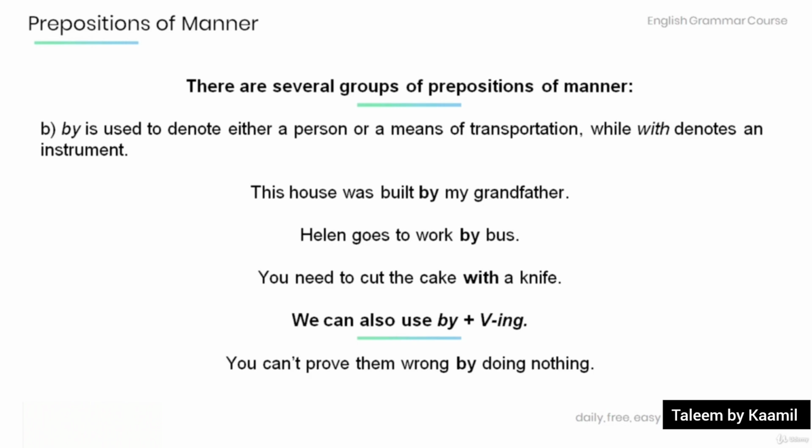Now we can also use by plus verb-ing. For example, you can't prove them wrong by doing nothing.